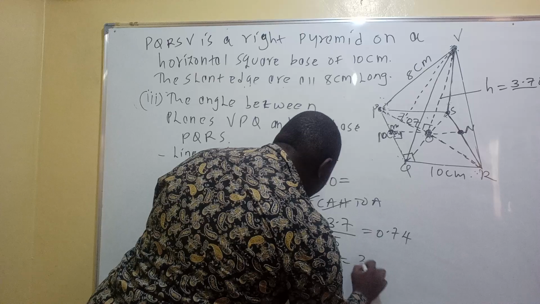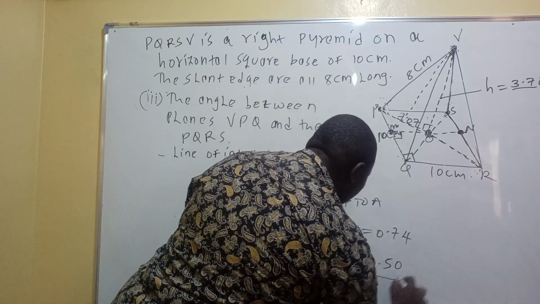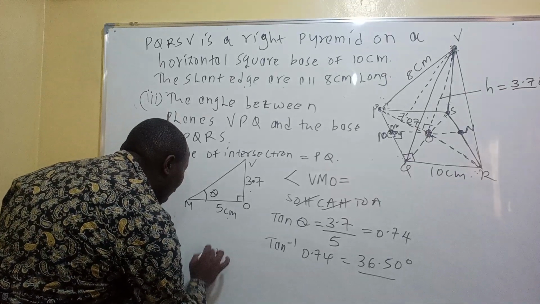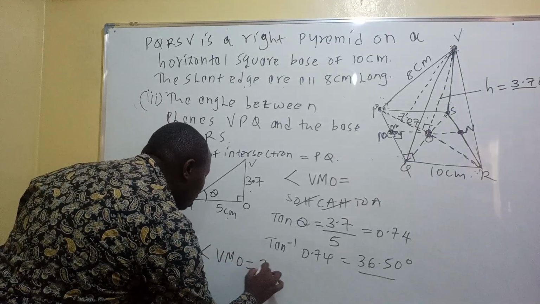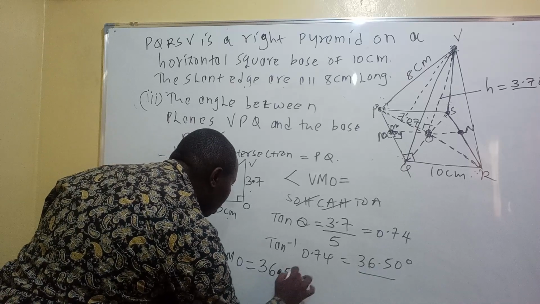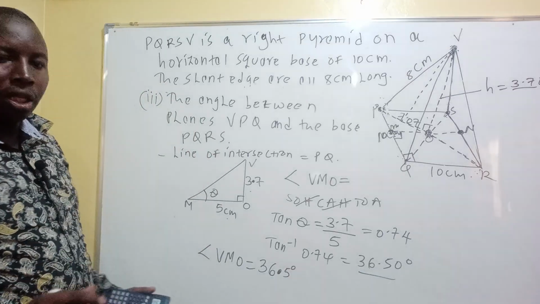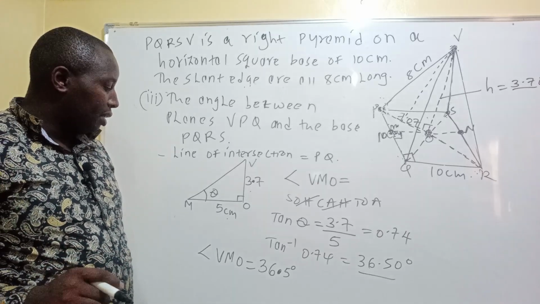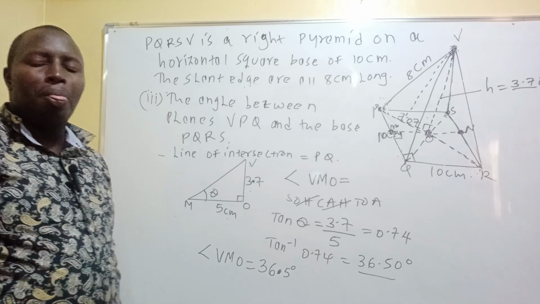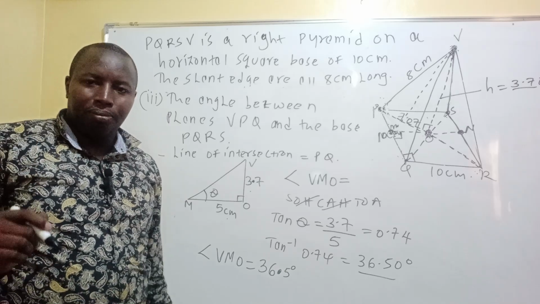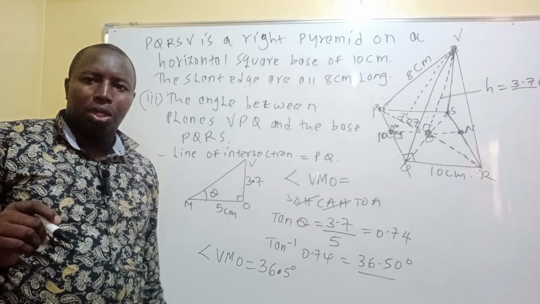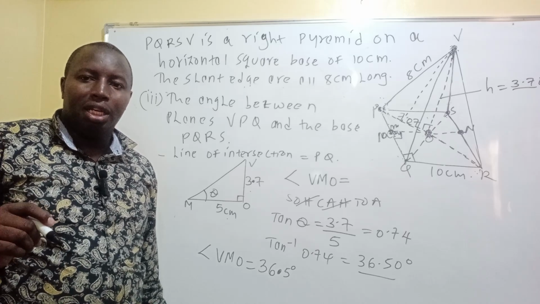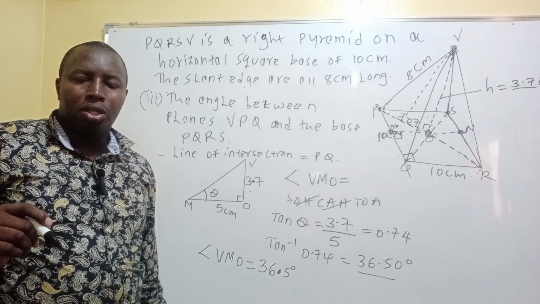This becomes 36.50 degrees. So our required angle VMO is 36.5 degrees, to one decimal place. The angle is 36.5 degrees. And that is how you deal with this kind of question on 3D, the three-dimensional question. So that is how you solve that one.